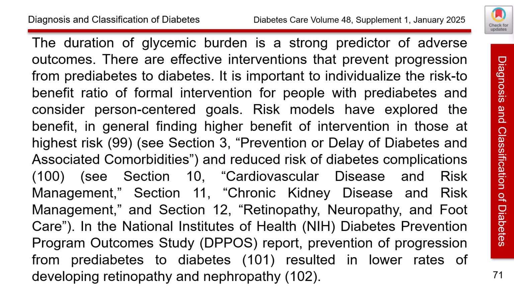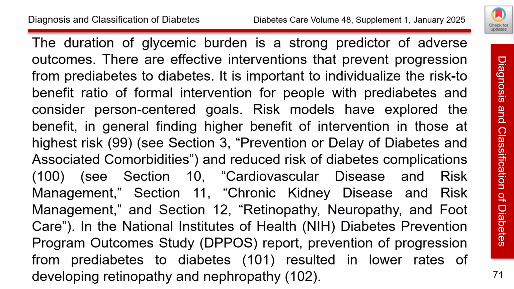It is important to individualize the risk-to-benefit ratio of formal intervention for people with prediabetes and consider person-centered goals. Risk models have explored the benefit, in general finding higher benefit of intervention in those at highest risk. See Section 3, Prevention or Delay of Diabetes and Associated Comorbidities, and reduced risk of diabetes complications, see Section 10, Cardiovascular Disease and Risk Management, Section 11, Chronic Kidney Disease and Risk Management, and Section 12, Retinopathy, Neuropathy, and Foot Care.